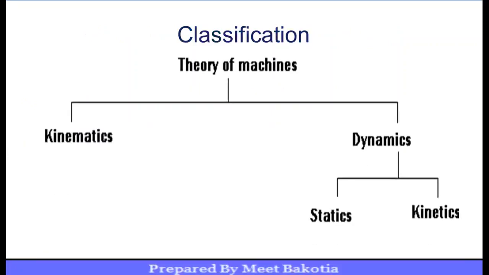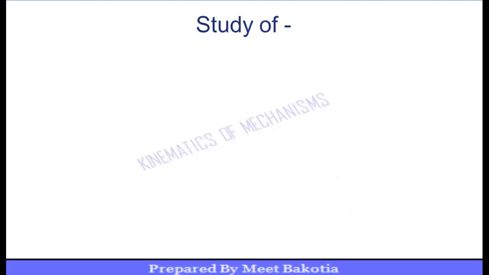How do I classify it then? See, theory of machines is actually classified into two main branches, which are kinematics and dynamics. Dynamics is further classified as statics and kinetics. So let us see all of them one by one.